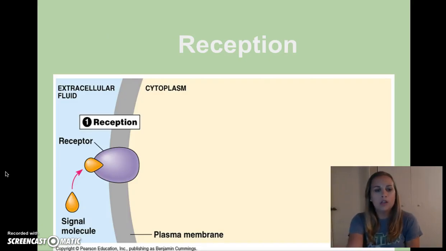So reception, here we have the signal molecule. That is in the extracellular fluid. This gray area is the plasma membrane. You can see we have a receptor protein, so this is an integral protein within that plasma membrane. And then over here we have the cytoplasm, or the inside of the cell. And so the signal molecule is going to bind to the receptor protein.